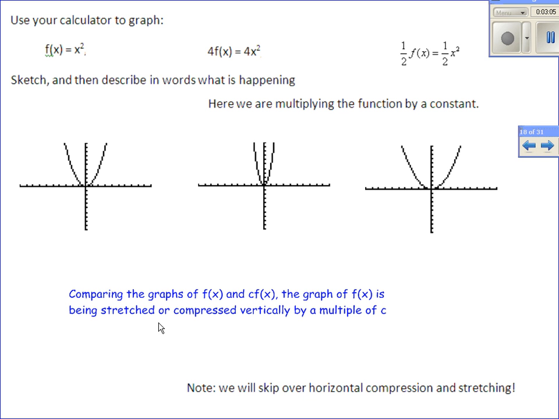So what happens here is it's being stretched or compressed vertically by a multiple of c. It's kind of like we grabbed the edges of the function and made it taller. And here we made it shorter. In the long run, it's going to be a lot easier to think of these as taller and shorter rather than narrower and wider. Just a little bit easier to keep track of things. So it's a vertical stretch or vertical compression. If you multiply by a value larger than 1, you'll get the taller graph. Multiply by a value between 0 and 1, you'll get the shorter graph.